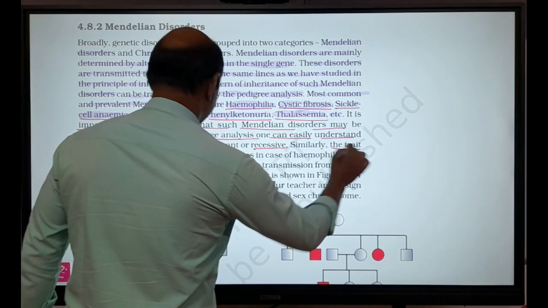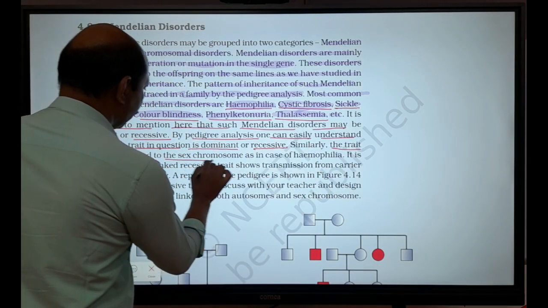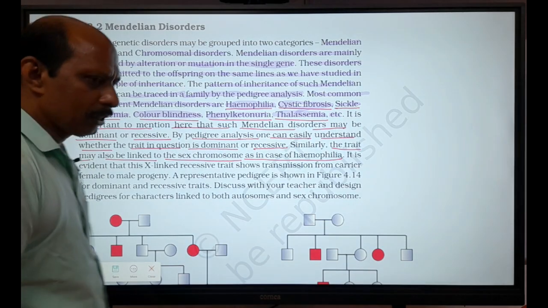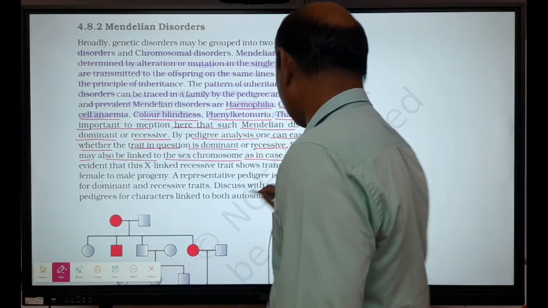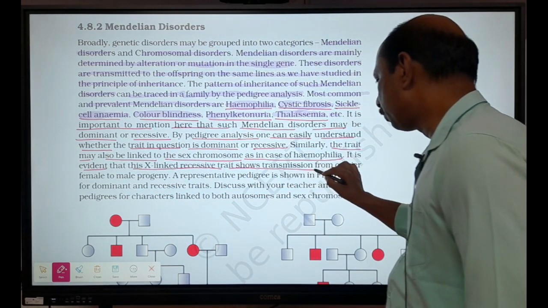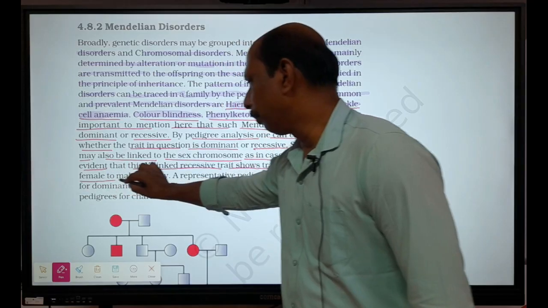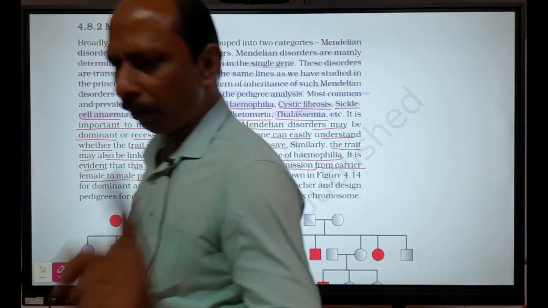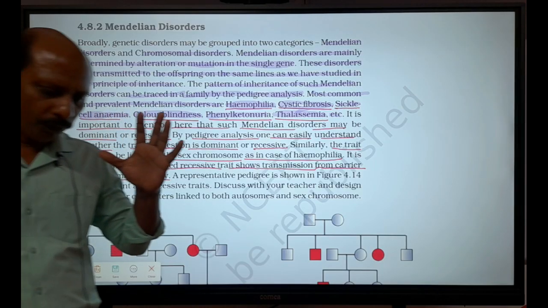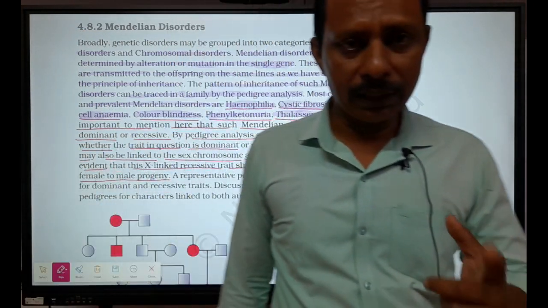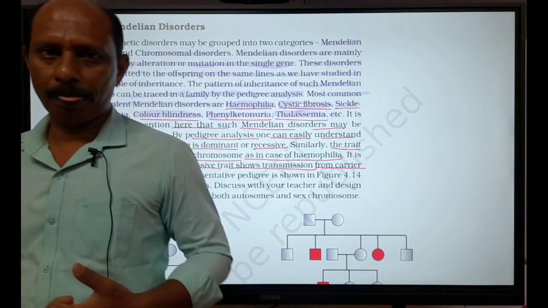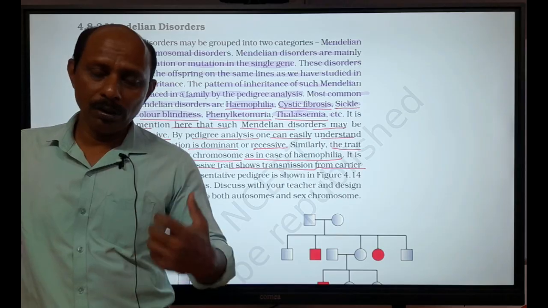Similarly, the trait may also be linked to the sex chromosome, as in the case of hemophilia, right? Hemophilia is a recessive sex-linked trait. It is evident that an X-linked recessive trait shows transmission from carrier female to male progeny. X from the female always goes to the male, because the son gets the X chromosome from the mother, not from the father, only from the mother.